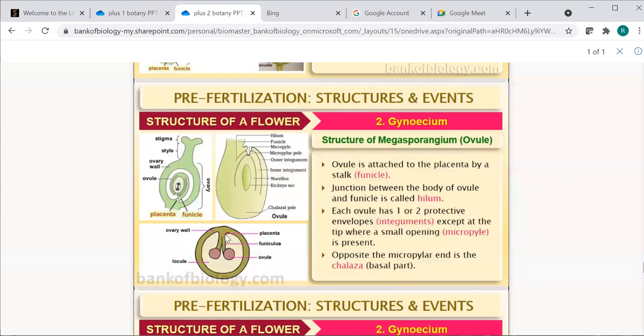The junction between the body of the ovule and the funicle, this angle, is called the hilum. The angle that forms because of the ovule and the funicle is called the hilum, which is not mentioned here in the diagram, but you can just imagine the angle over here. That is called the hilum.